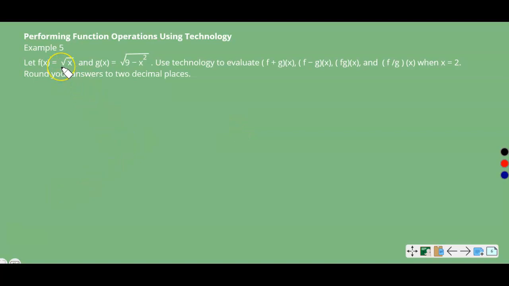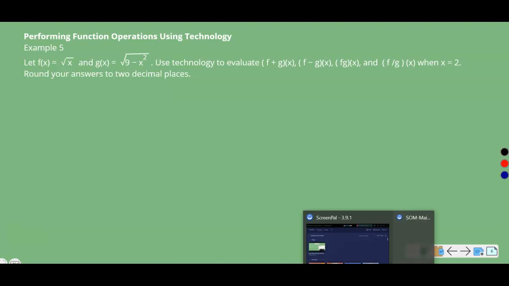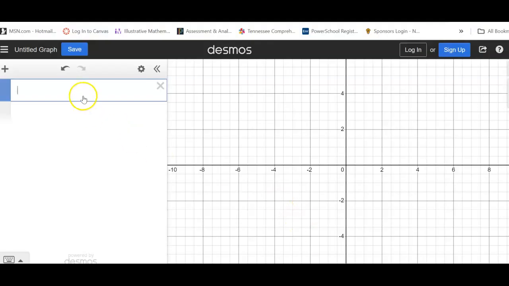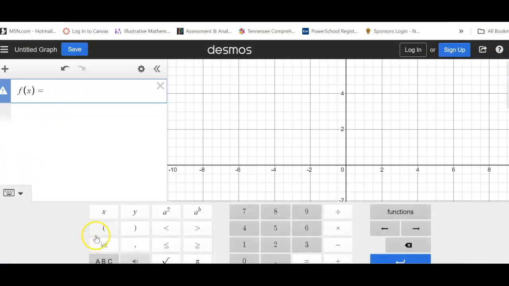Make sure you have f of x equals the square root of x written down and g of x, the square root of 9 minus x squared. And then we know that we want x to equal 2. So that's what we're going to put into Desmos. All right, so first put your two functions in. So f of x equals the square root of x.